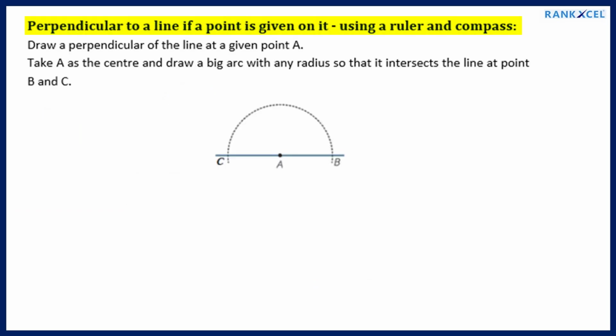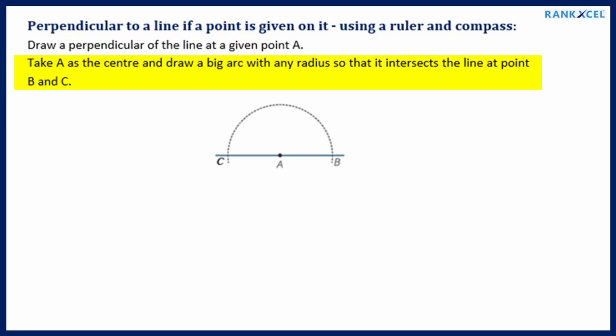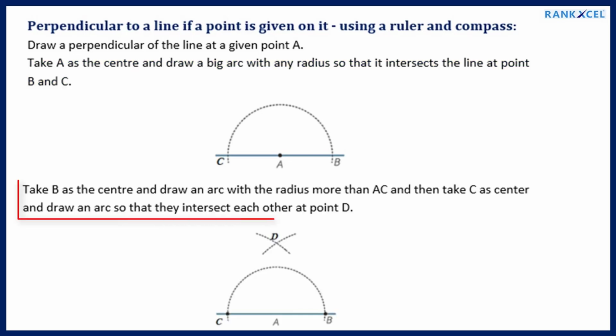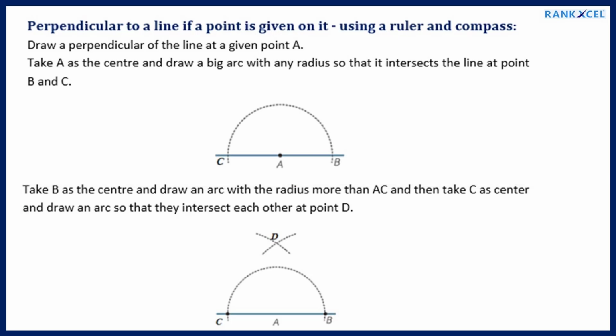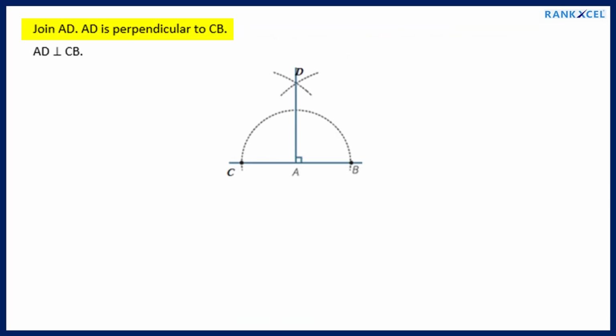Perpendicular to a line if a point is given on it, using a ruler and compass. Draw a perpendicular of the line at a given point A. Take A as the center and draw a big arc with any radius so that it intersects the line at points B and C. Take B as the center and draw an arc with the radius more than AC, and then take C as center and draw an arc so that they intersect each other at point D. Join AD. AD is perpendicular to CB.